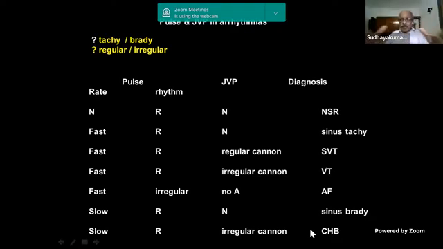An irregular JVP with a regular rhythm, irregular cannon waves: in a tachycardia, it is VT. In a bradycardia, it is complete heart block. Okay, that's about the rhythm problem. This is all I have to teach.